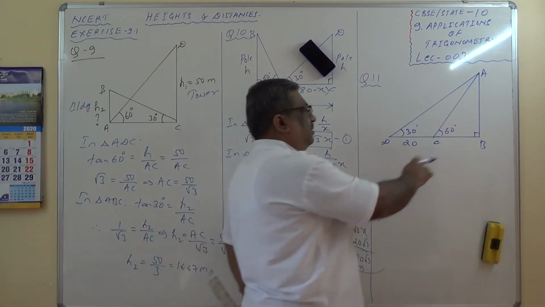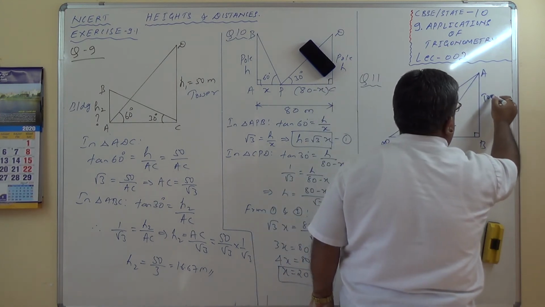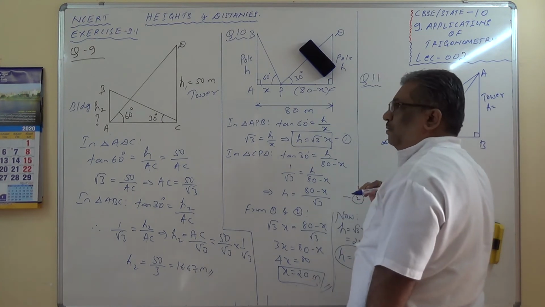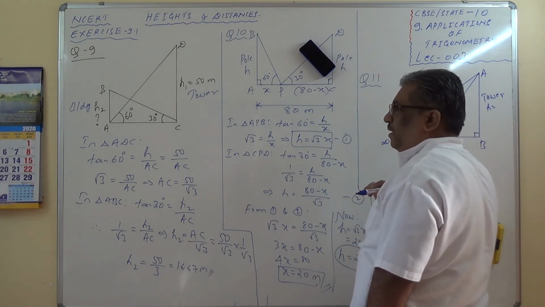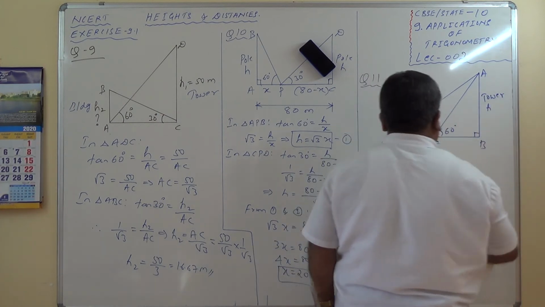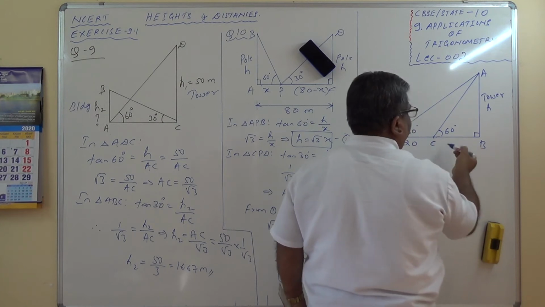Question number 11. This is the diagram here. This is a TV tower of height H. Find the height of the tower and the width of the tower. Let H be the height of the tower. We do not know that. And the width of the canal is BC.